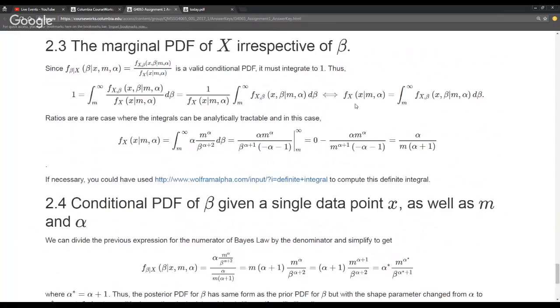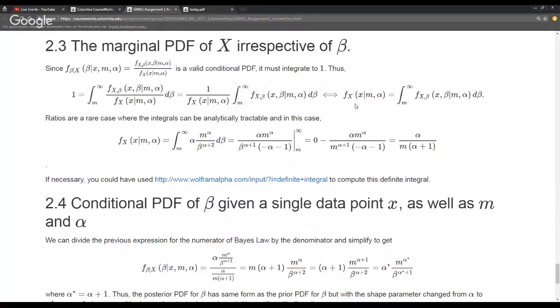Now we do a similar problem to what we had in the first question. How do we get the denominator of Bayes' rule, or something proportional to the denominator of Bayes' rule? That is, the probability of x irrespective of beta. And this follows a similar logic.